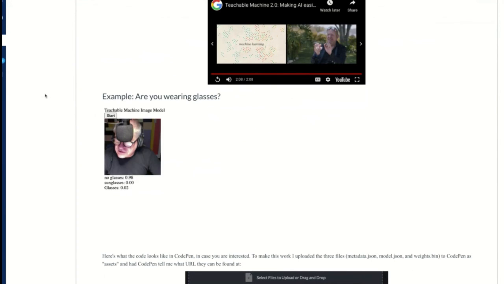Hopefully this will work this time. There we are. Let me get my microphone out of the way here. Okay, so this is a model built with Teachable Machine. And what it's going to detect is whether I'm wearing my glasses or not, or whether I'm wearing sunglasses. And I have to adjust the lighting a little bit because it turns out that lighting is everything.